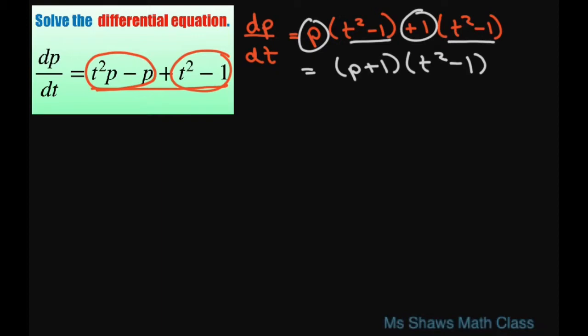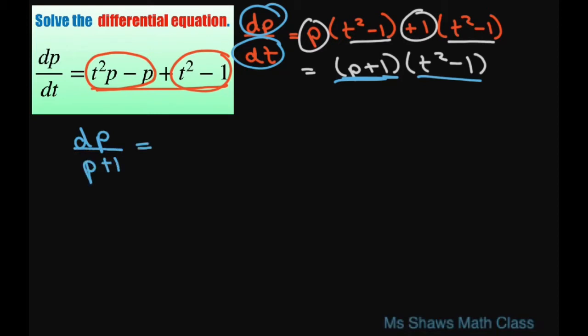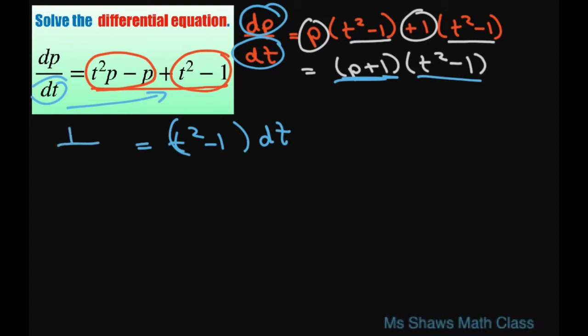All right, now we're going to group our dp's with our p and dt with t squared minus 1. So basically, I'm going to have dp divided by p plus 1 equals t squared minus 1, and I'm going to cross up here with dt. And also probably better to write this one as 1 divided by p plus 1 dp, just to make it easier to integrate. Okay, so first we did factor by grouping, and then we just rearranged anything with the p on the left hand side and anything with the t in the variable on the right hand side.